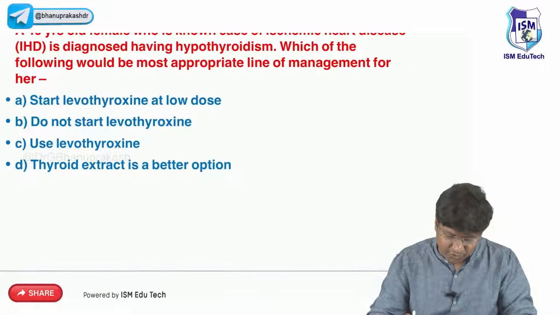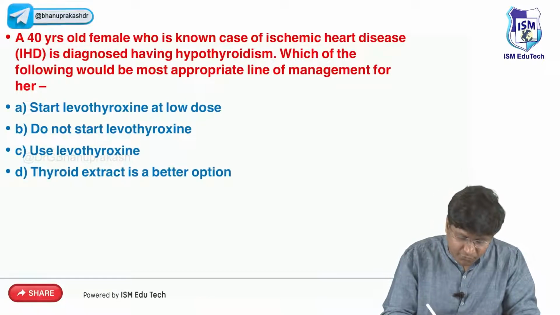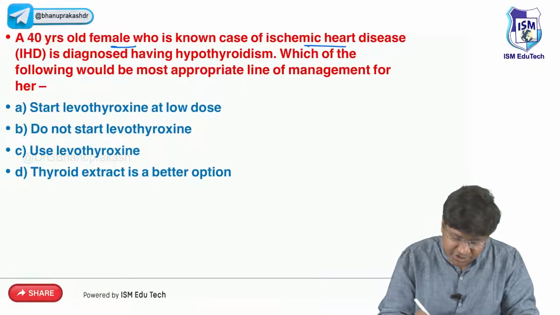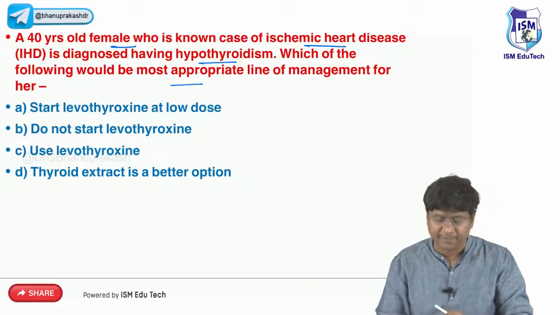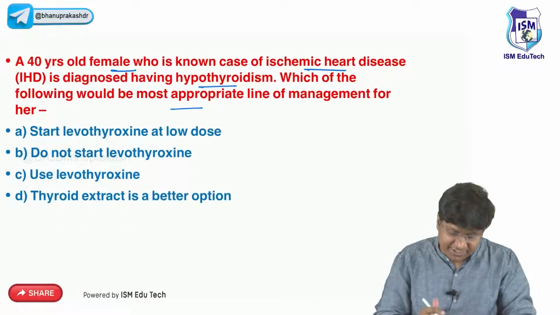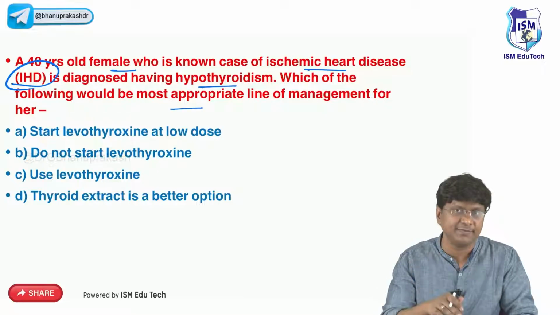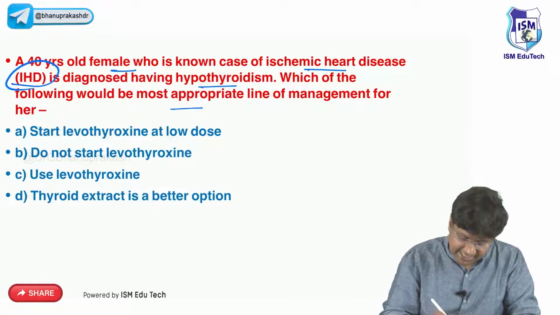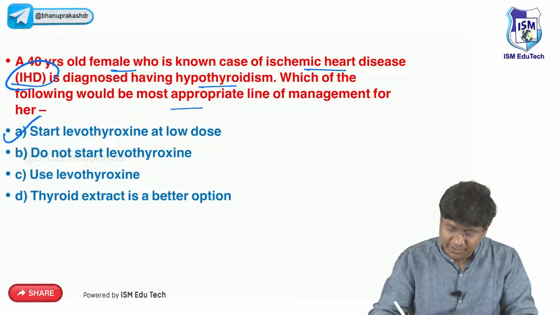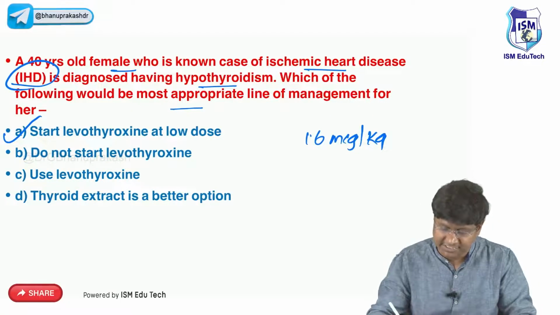Okay, then followed by that, hypothyroidism. Treatment for hypothyroidism: a 40-year-old female who is a known case of ischemic heart disease is diagnosed as having hypothyroidism. Which of the following would be the most appropriate line of management for this patient? See, the patient has ischemic heart disease. So in an individual with underlying ischemic heart disease with hypothyroidism, you should not start a full dose of thyroxine. You should start a low dose of thyroxine. Actually, what is the full dose? 1.6 micrograms per kg body weight. That is the dosage of thyroxine, which is nothing but your T4.